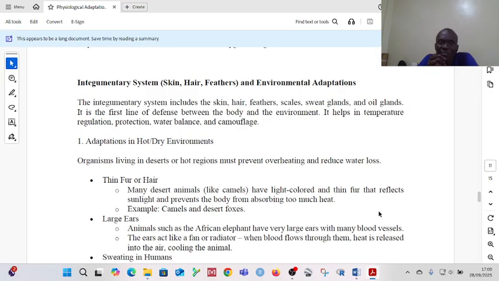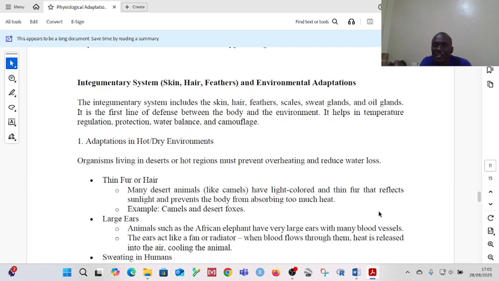So what about the integumentary system? The integumentary system in most animals includes the skin, hair, feathers, scales, the oil glands, and even the sweat glands. Because it involves what you come in contact with when you touch an animal, the integumentary system becomes the first line of defense between the body of an organism and the environment. It therefore plays a role in temperature regulation, in protection against attacks, in water balance, and also in camouflage.